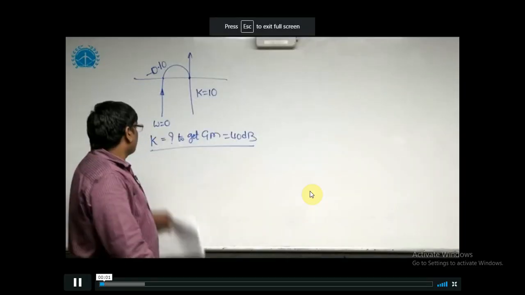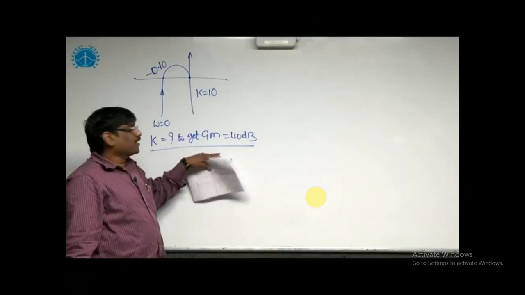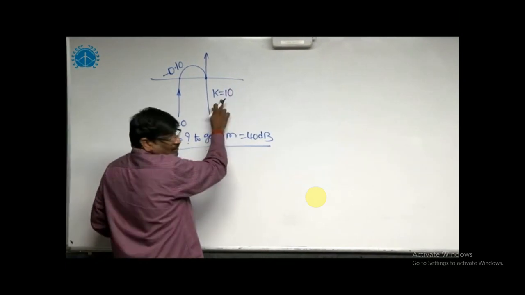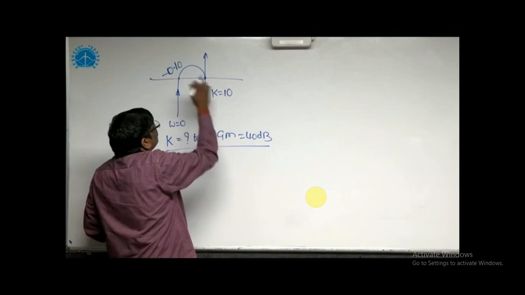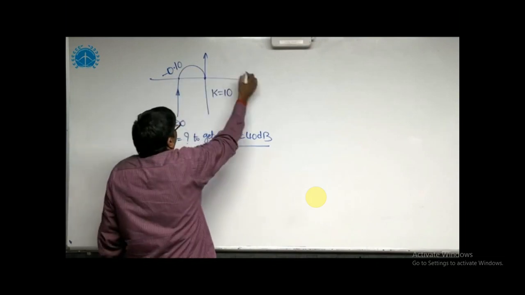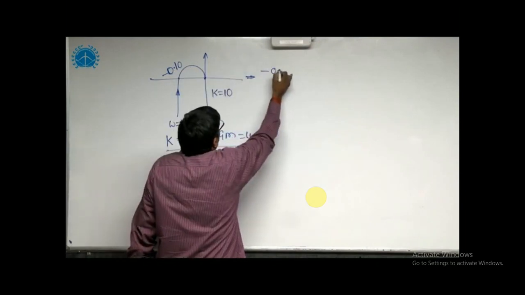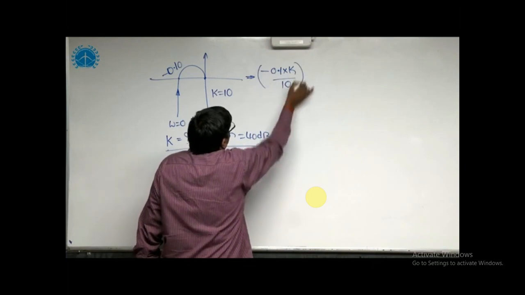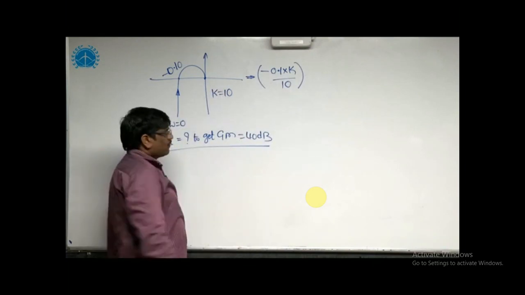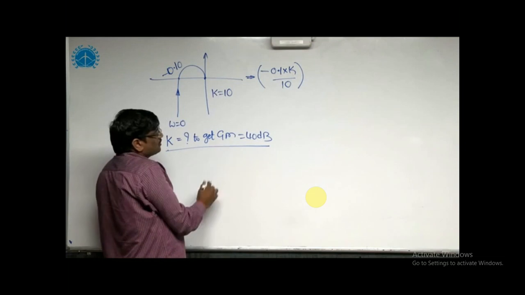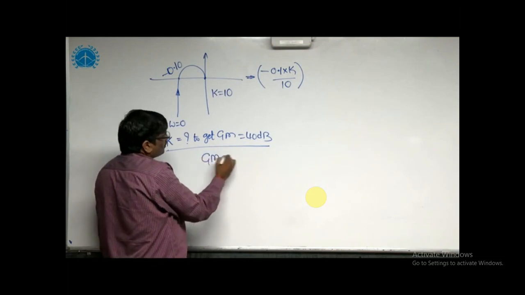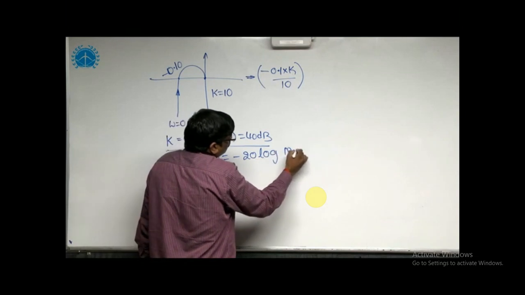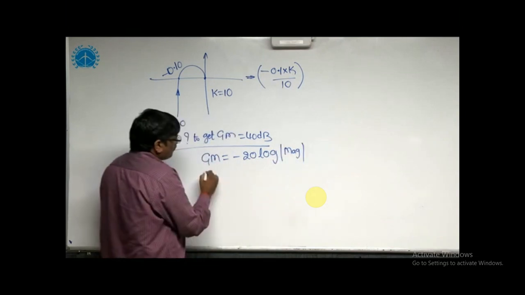Here we require to find the K value to get the gain margin equal to 40 dB. The given polar plot is for K equal to 10. So we should include K in the intersection point. For that, take the product of K divided by the given K value. So this is the information from the polar plot. The other information given is gain margin 40 dB. So gain margin equals minus 20 log of magnitude. Now gain margin 40 is given.